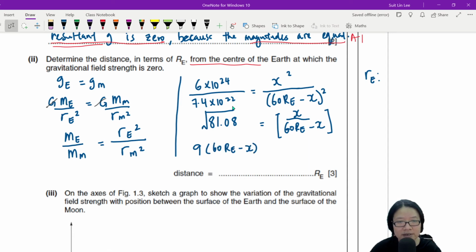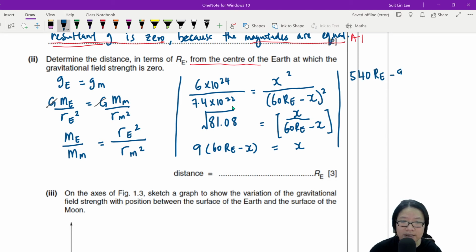We are looking for X. Okay, I'm going to continue here. When we look for X, we will open up the bracket. 9 times 60 is 540 RE, minus 9X, is equal to X. And then we combine all. 540 RE is equal to 10X. X will be equal to 54 RE.